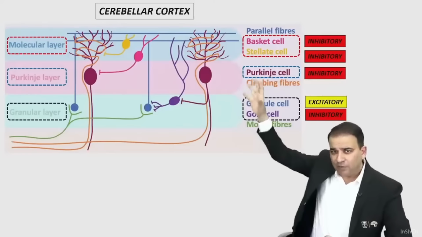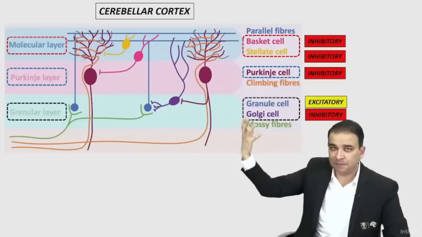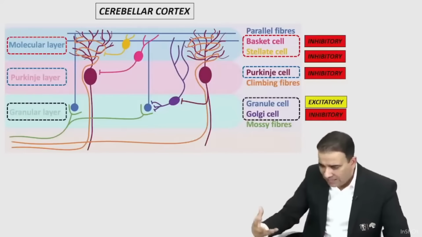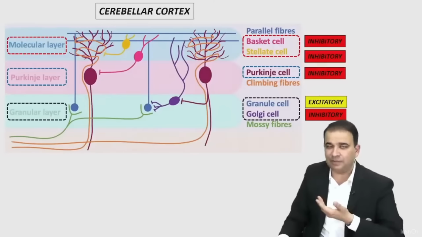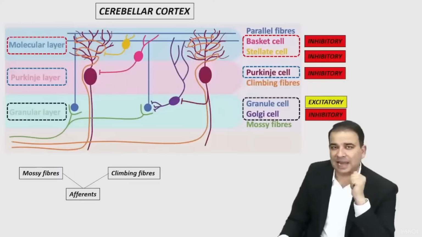Now, apart from these cells, you can see some fibers are coming from outside and going into the cerebellum. The afferent fibers. Before we talk about the efferent, what are the afferent fibers? The afferent fibers into the cerebellum are of 2 types. Some of them are called mossy fibers, and some of them are called climbing fibers, guys.